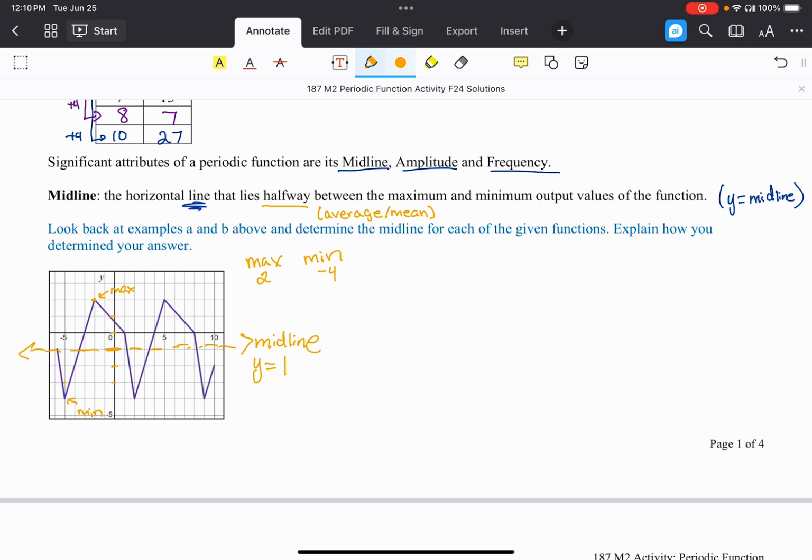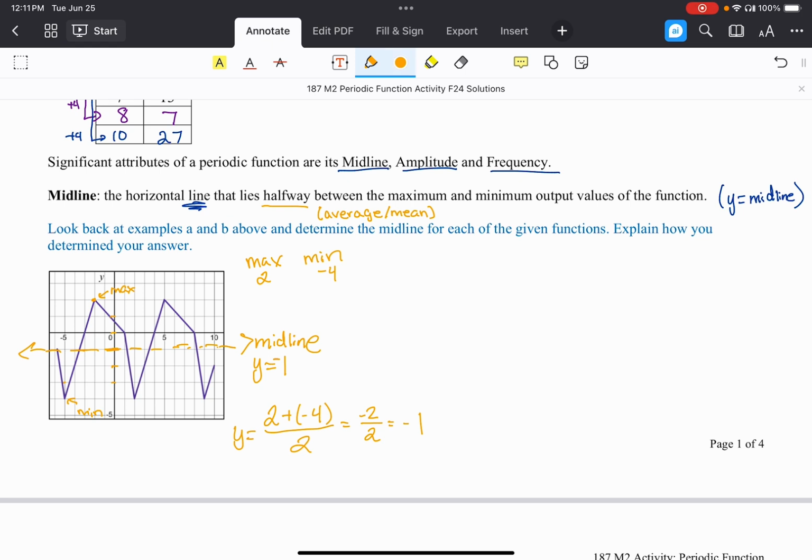If I wanted the average output value between my max and my min, I would do 2 plus -4 and divide by 2 because I have two values. 2 plus -4 is -2, divided by 2 is -1, which was our midline. So this is another way of determining my midline: I find the mean output value between my max and my min.